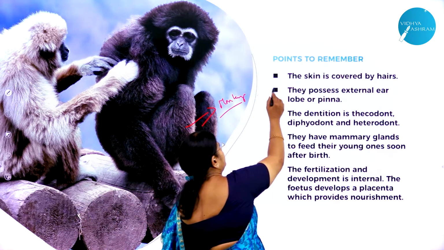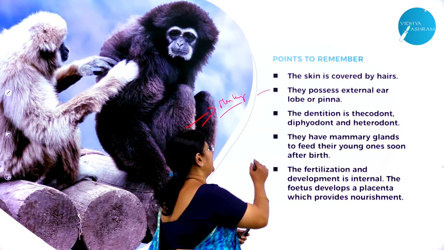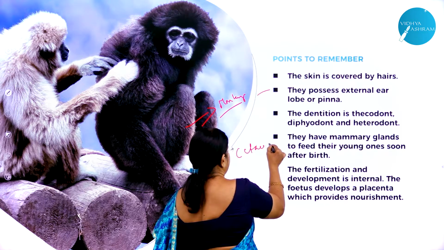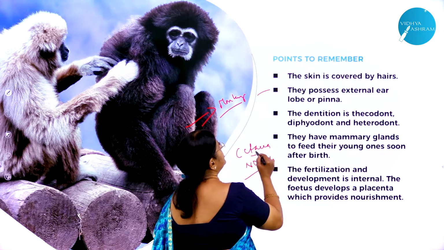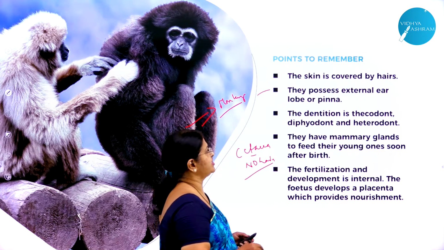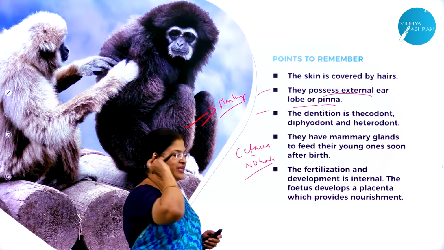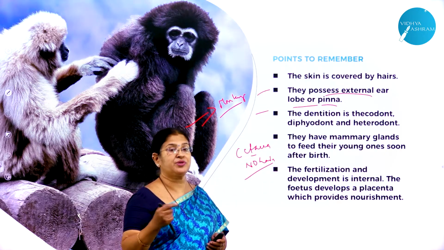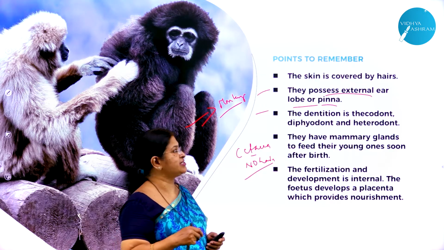Next, the skin, very important is what? The skin is covered by hairs except in cetaceans. In cetaceans, no hair. So, the skin is covered by hairs except in cetaceans, and they possess an external ear lobe or pinna, like how we have the external ear or pinna, which is to receive the sound, right? The sound waves are received by the external pinna.